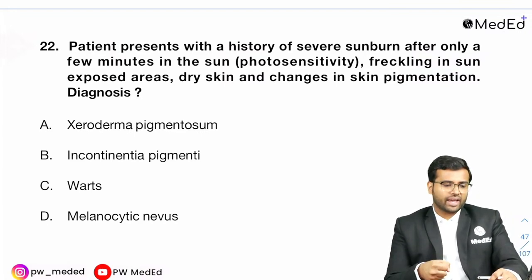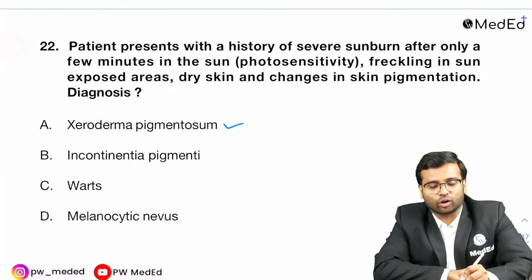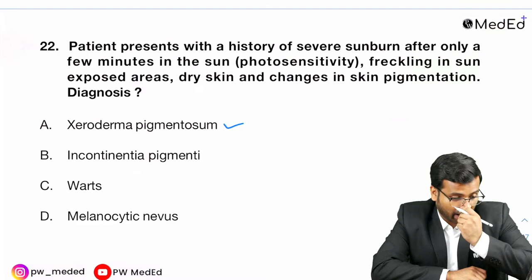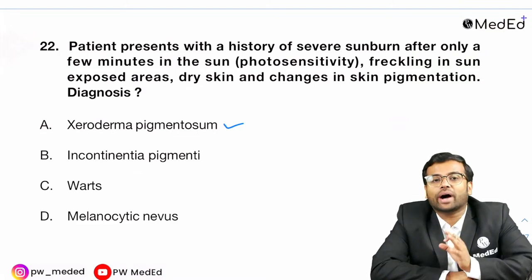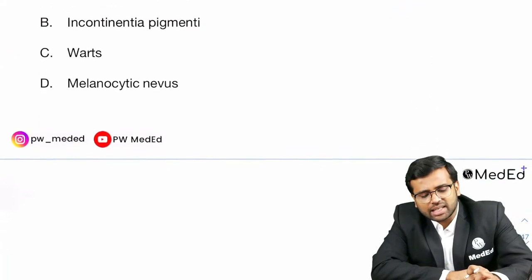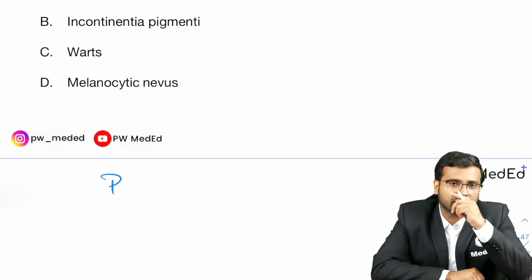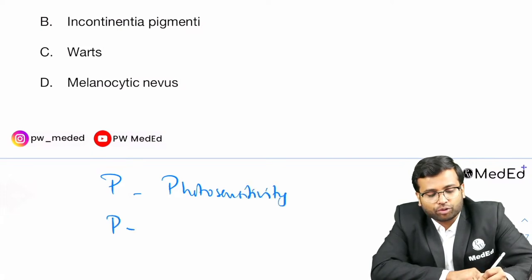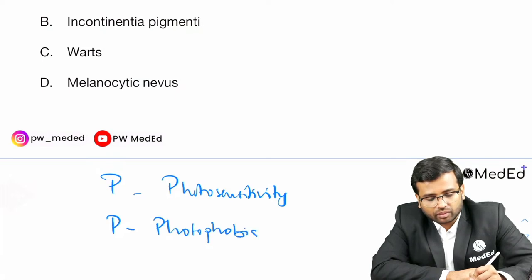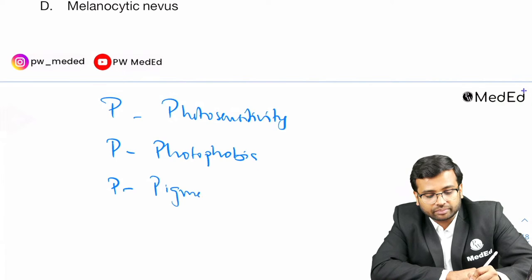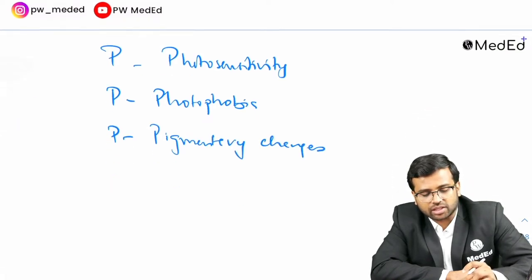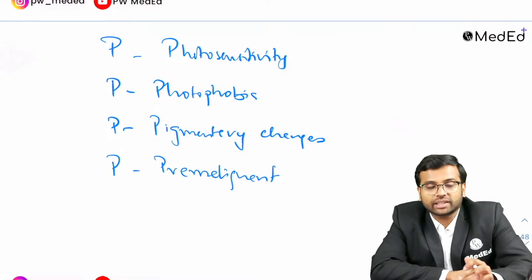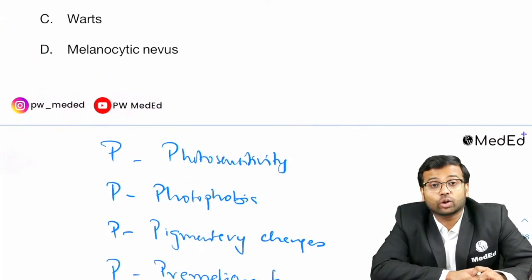Rahil says A, PK says A, Raj, Rana, I think all of you are going for the same option, that is A. So Bhavna is also, Vishnu, Andy, all of you are going for A. Excellent. Very good. Now why is xeroderma pigmentosum the right answer? Because in xeroderma pigmentosum, you get so many conditions starting with P, isn't it? Like photosensitivity, we get photophobia, and there may be some pigmentary changes, and this is also going to be pre-malignant, isn't it? Pre-malignant lesions. So all these P's are going to be coming under xeroderma pigmentosum.